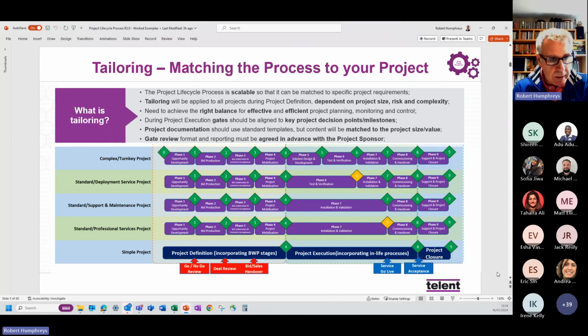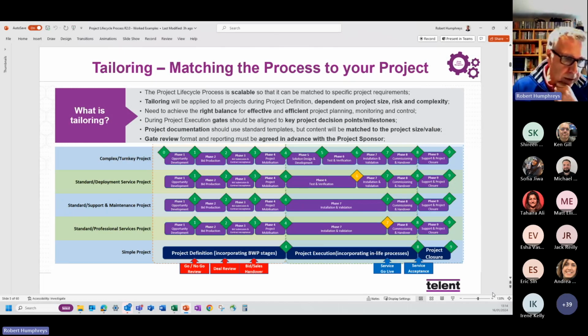Before I move on to the next bit, which is looking at some worked examples of projects going through the gated process at the moment, any questions or points on that? Okay, right. In that case, I'll move swiftly on.